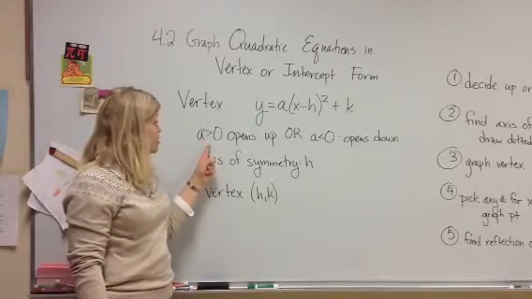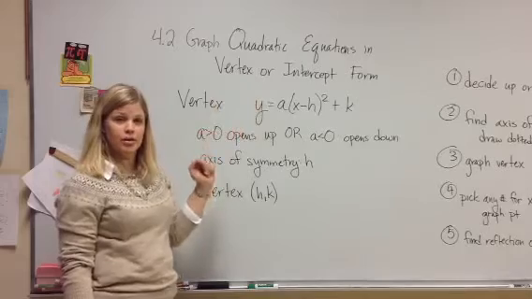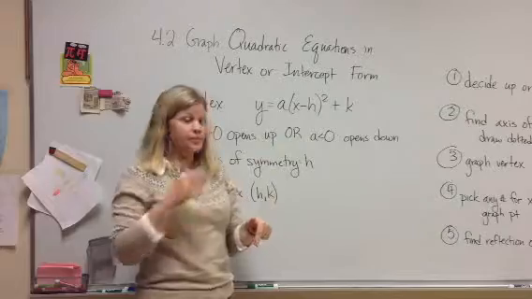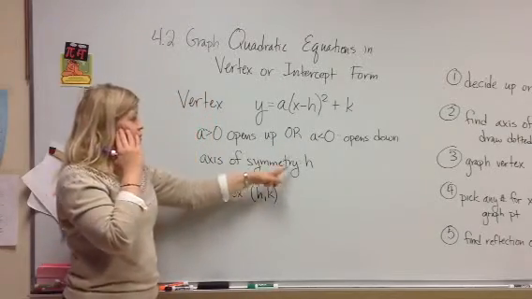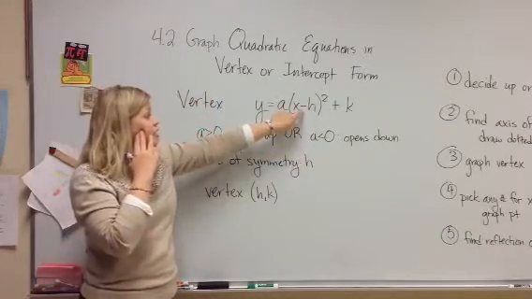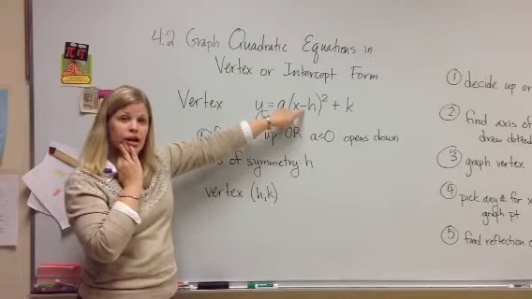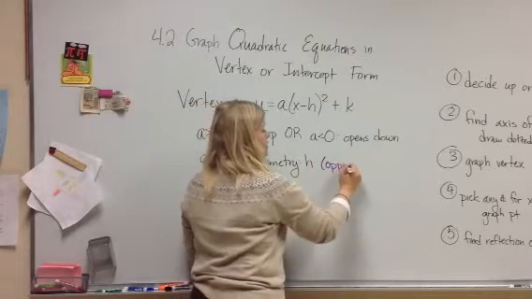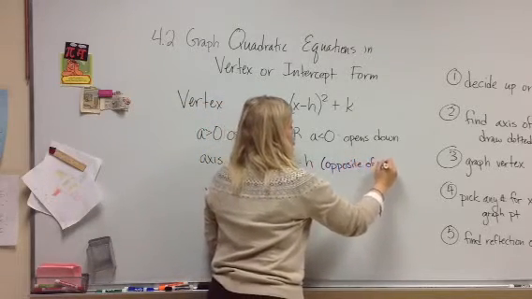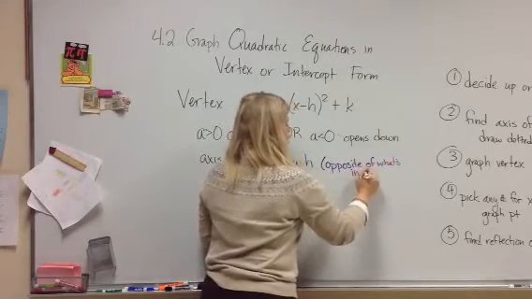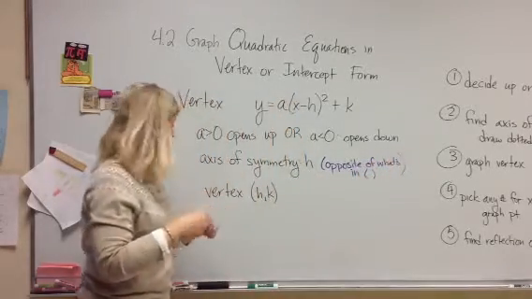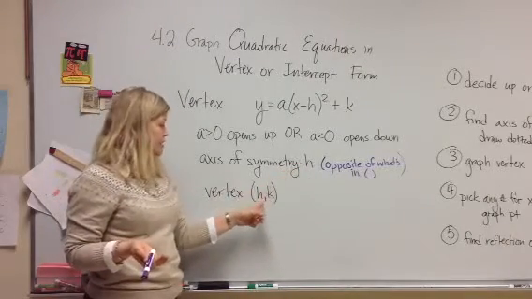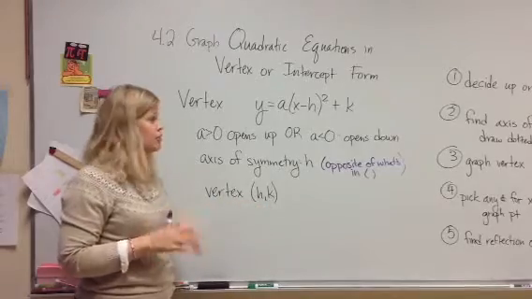Remember, if your A is greater than 0, our parabola is still going to open up. If our A is less than 0, it's going to open down. Okay? We're going to find our axis of symmetry, which is H. Notice what sign's here? A negative, and here we have a positive. So you need to take the opposite of what's in the parentheses. Okay? And we'll practice that. And then your vertex is just HK. Once again, opposite of what's there. And then K. So that should be pretty easy.